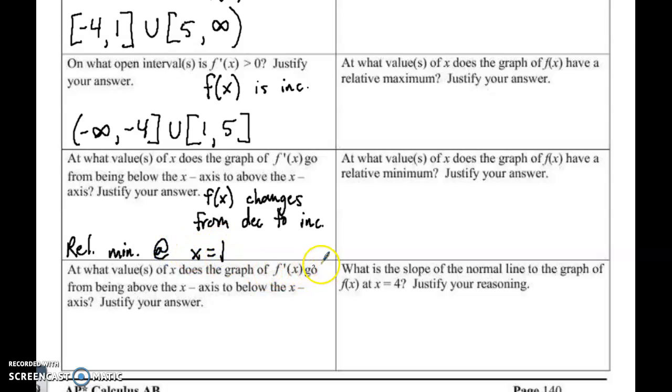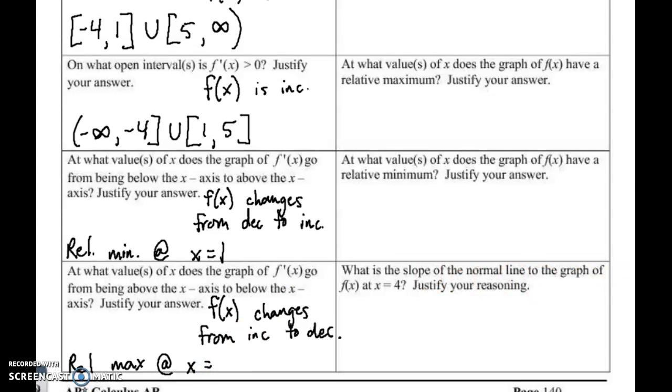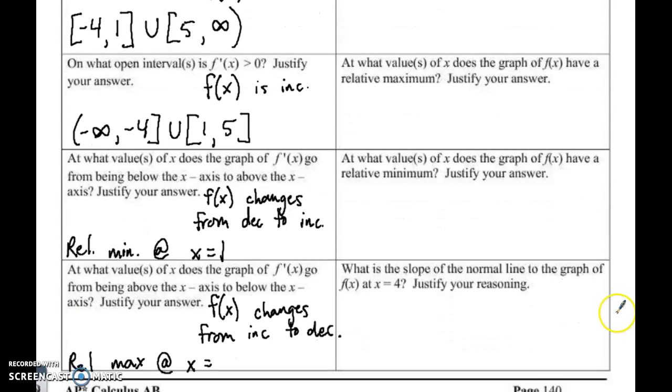And the same thing goes for the last one. At what x value does f prime go from being above to below? You could say the same thing, that f of x changes from increasing to decreasing. So that would be a relative max. There's two relative max, by the way. That would be at -4 and 5.